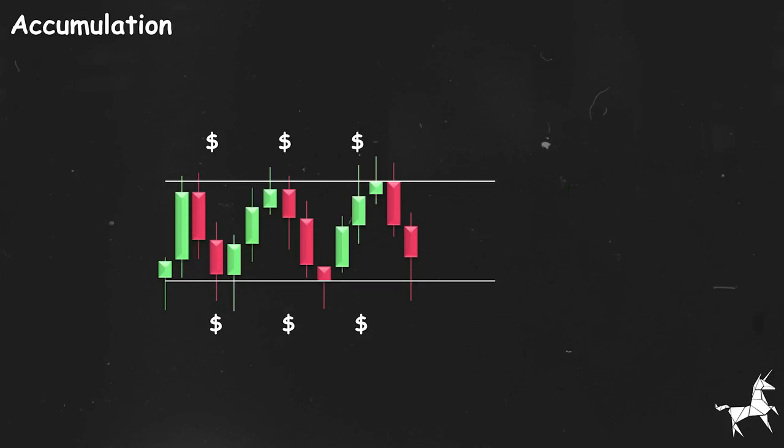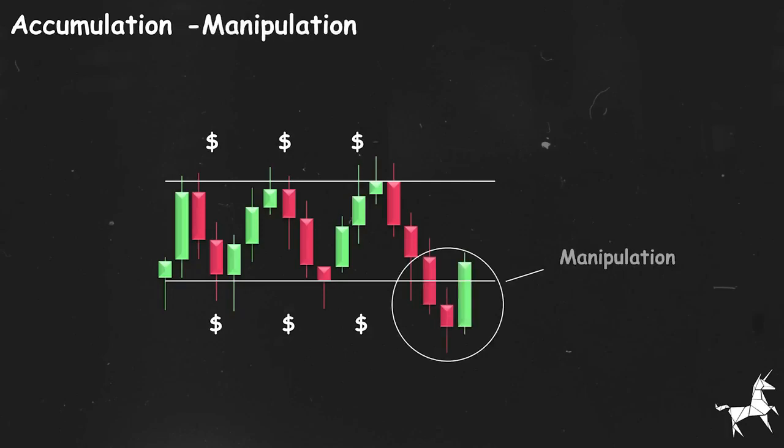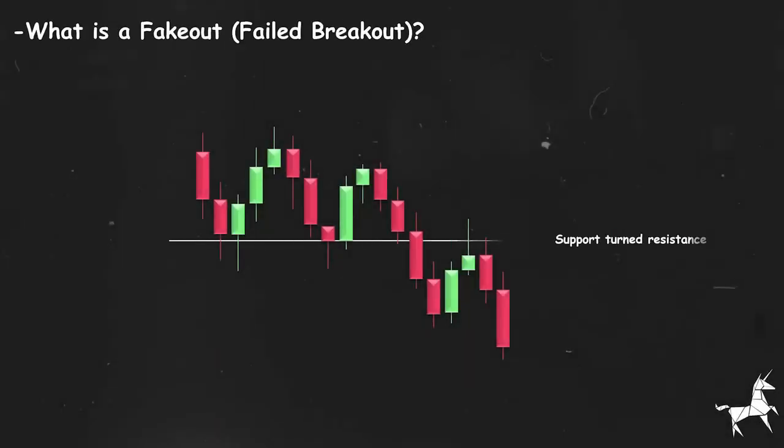The manipulation phase, on the other hand, refers to a situation where the accumulation phase is followed by a failed breakout, also known as a fakeout. So, what is a fakeout? In basic price action, we know that when the price breaks below a support level, that level often becomes resistance and pushes the price lower. This happens because of the behavior of market participants.